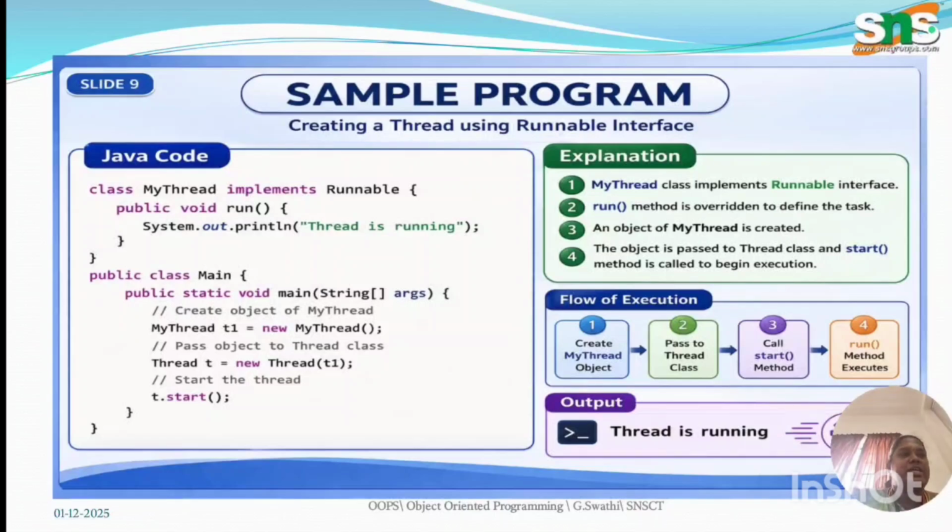In this, the MyThread class implements the Runnable interface. The run method is overridden to define the task. The MyThread object is created and passed to the Thread class, and the start method is used for the thread to begin execution. To begin the execution part, we need to give the keyword start method. Create the MyThread object, pass it to Thread, and call start, which runs the run method.